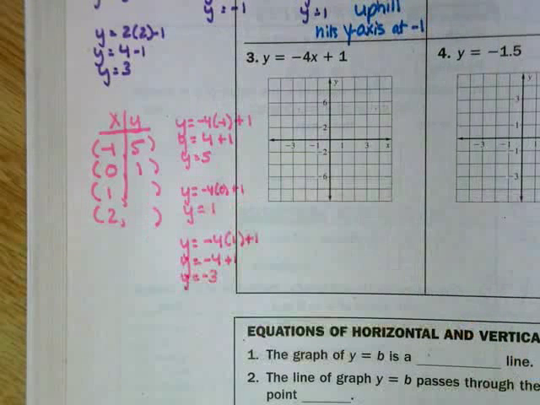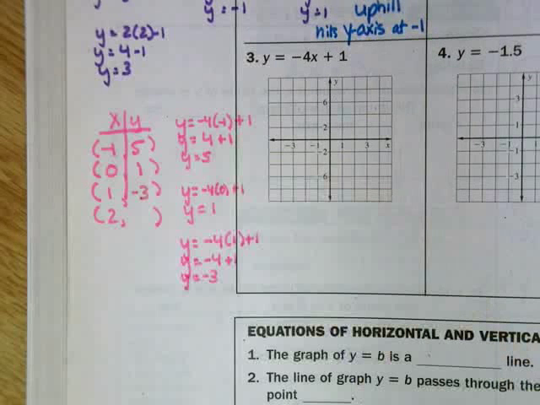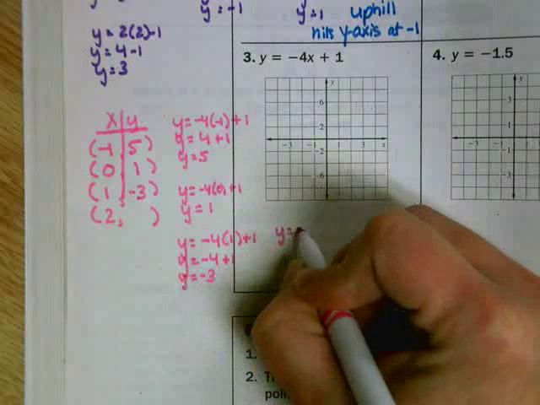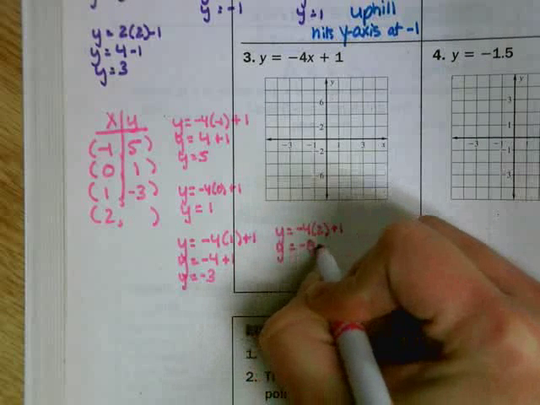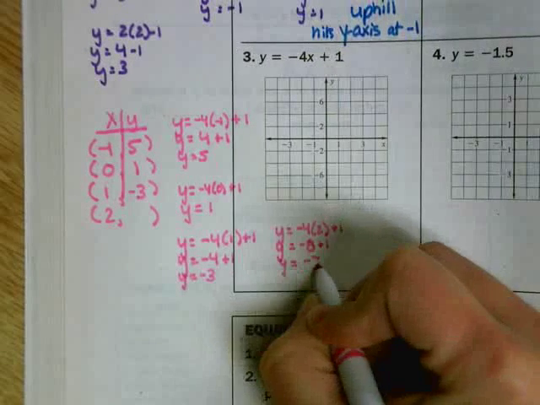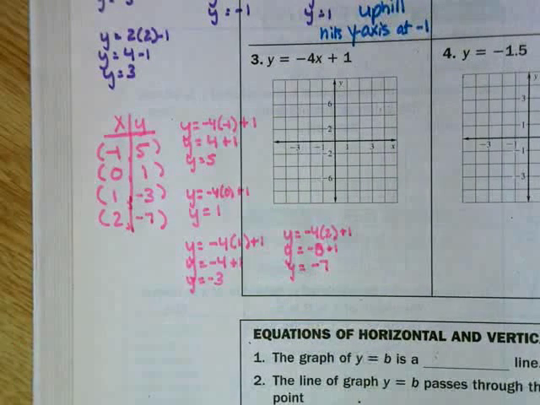You guys know if you're listening to this on your own, you can always pause this if I'm going too fast, and you can do it, and you can come check it. I get -3 there. I'll use this space here. Y equals -4 times 2 plus 1. -8 plus 1 is going to be a -7. So I've got my answers in there.